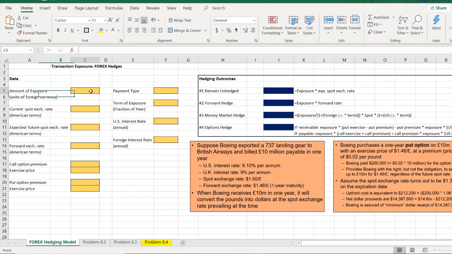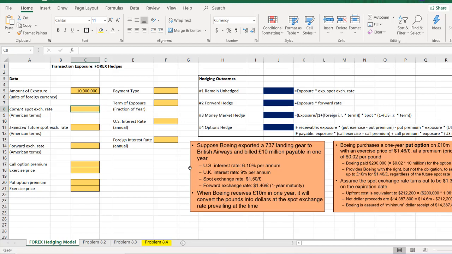Notice here I say that's in the units of the foreign currency. So we won't put any symbol with that, because that could be pounds or euros or Swiss francs or yen or whatever. So we'll just type that in as a number, 10 million. I've got that formatted with commas and no decimals.